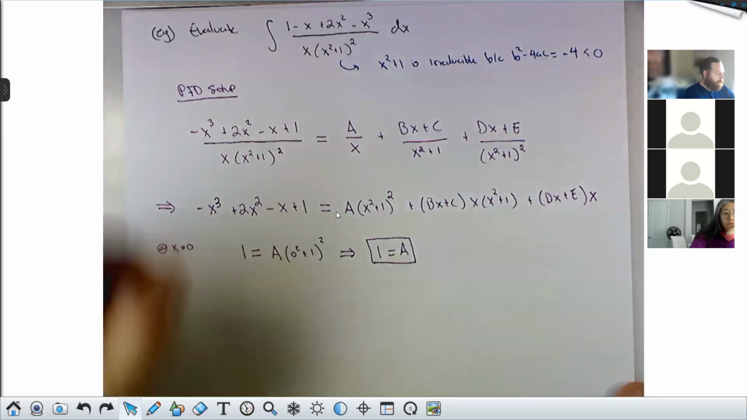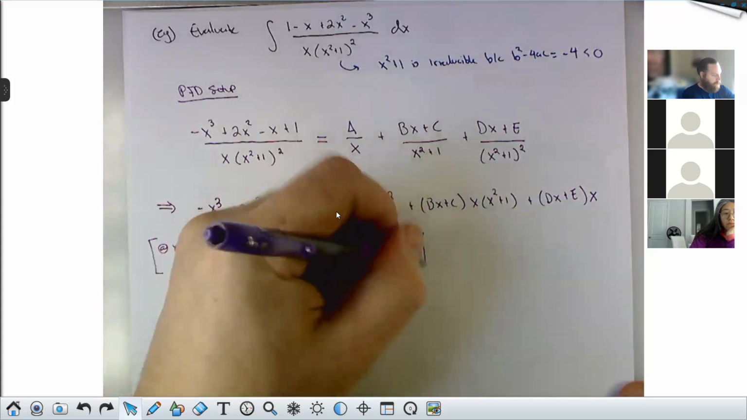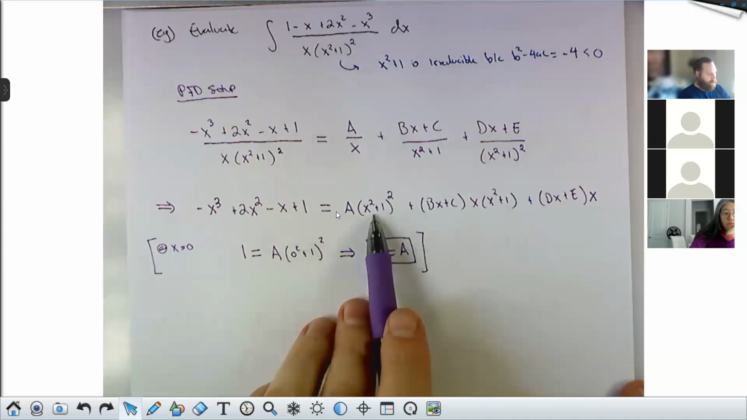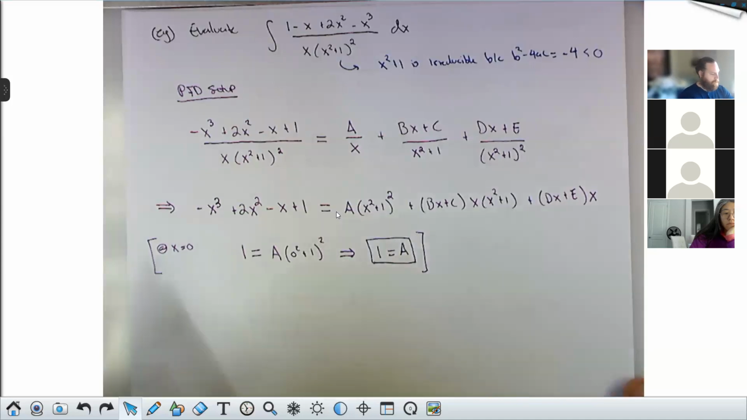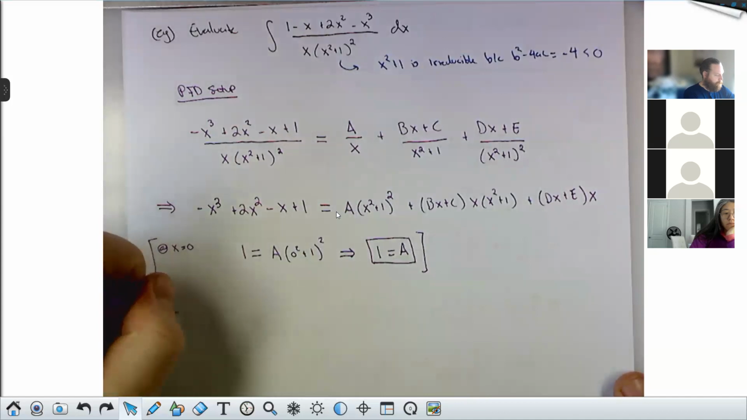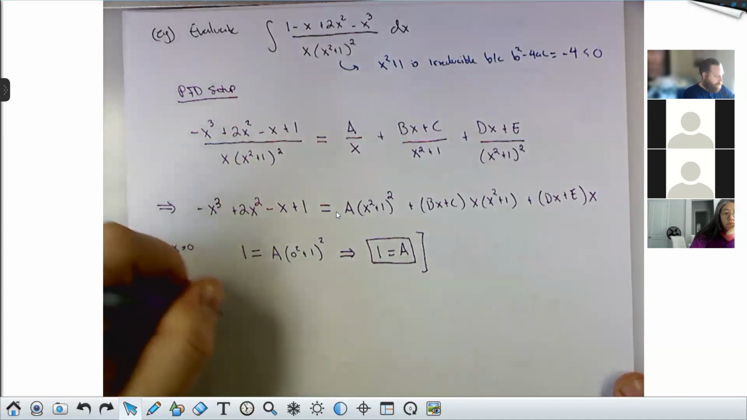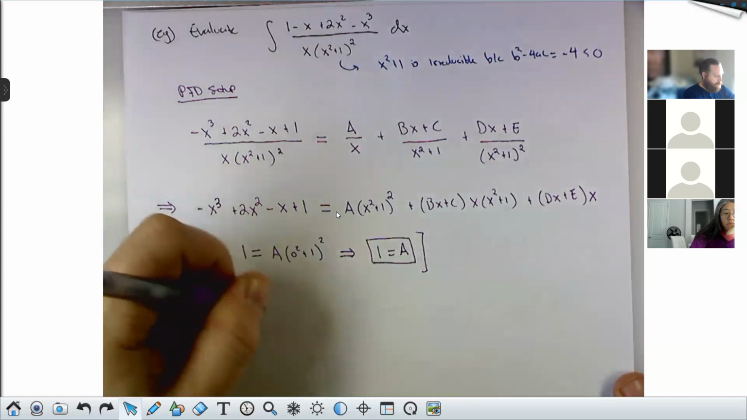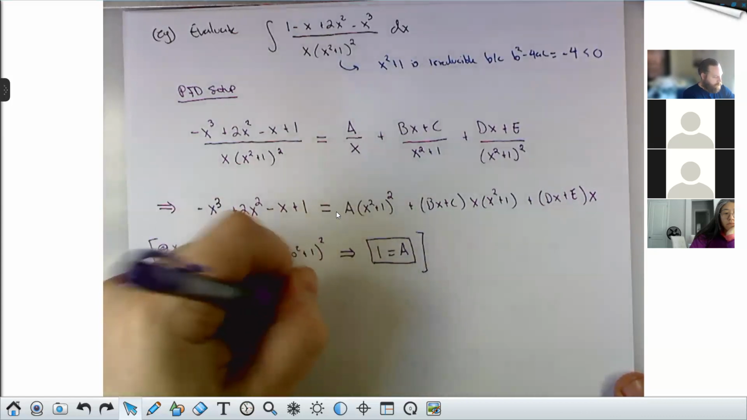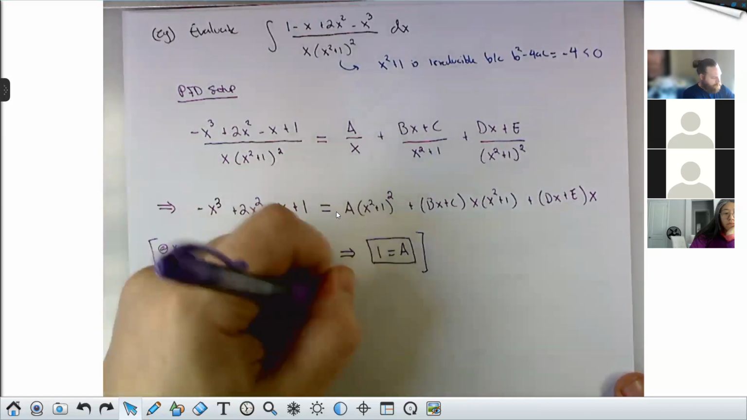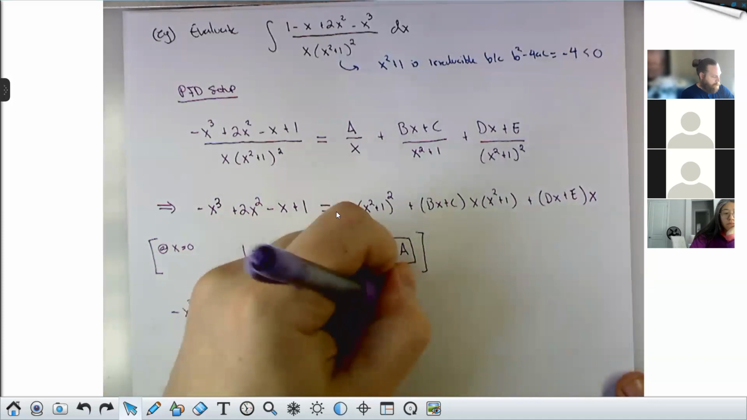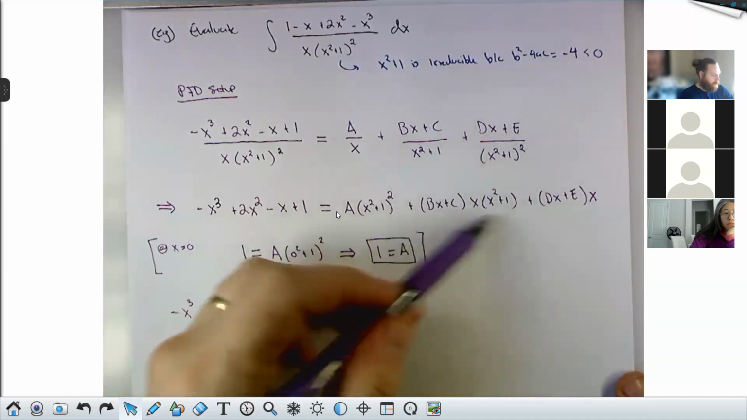Unfortunately, that's as much as we can get from this. Heaviside takes us no further because there is no number I can plug in to make this go away or to make this go away. So from here, expand everything out, plugging in 1 for a. So this would be 1 times x squared plus 1 squared, which is x to the 4 plus 2x squared plus 1, plus we've got some algebra to do here.